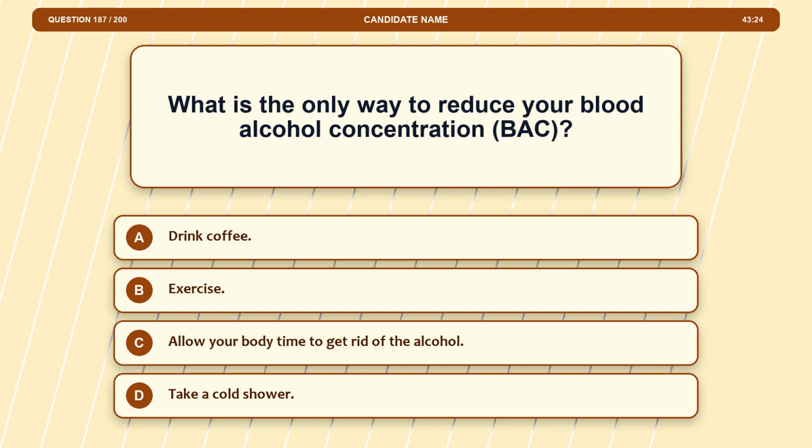Question 187. What is the only way to reduce your blood alcohol concentration, BAC? Option A. Drink coffee. Option B. Exercise. Option C. Allow your body time to get rid of the alcohol. Option D. Take a cold shower.